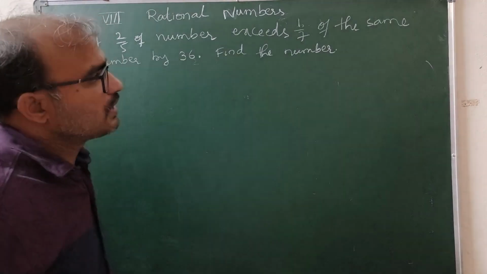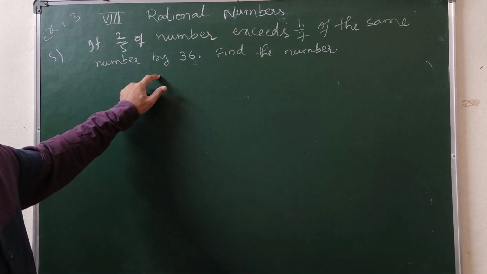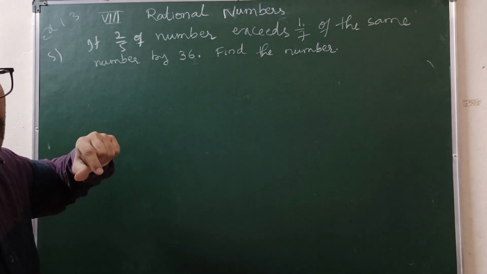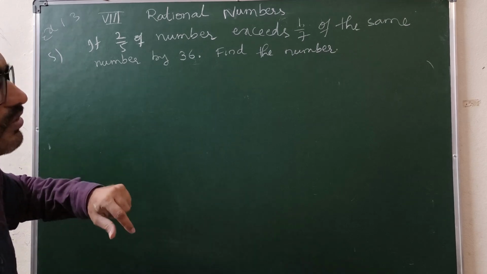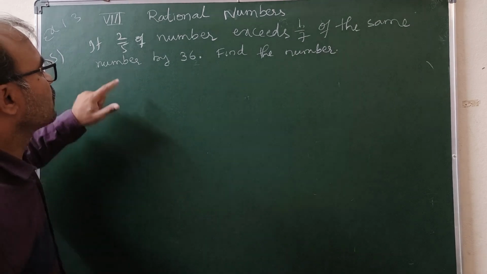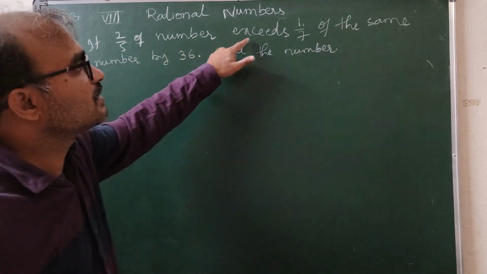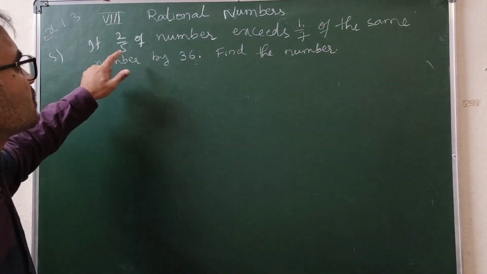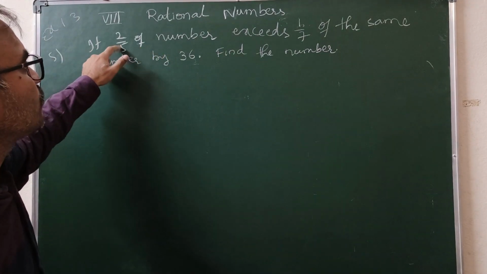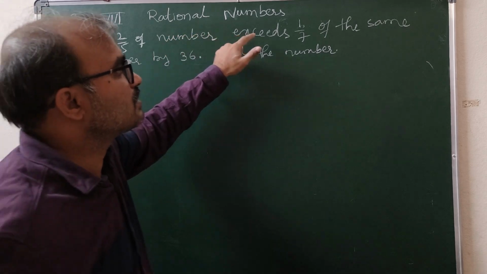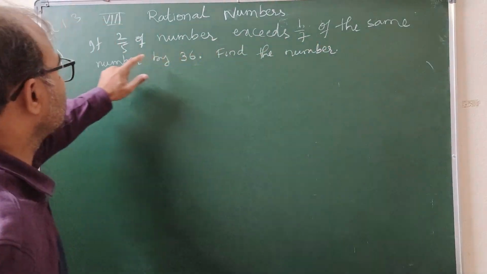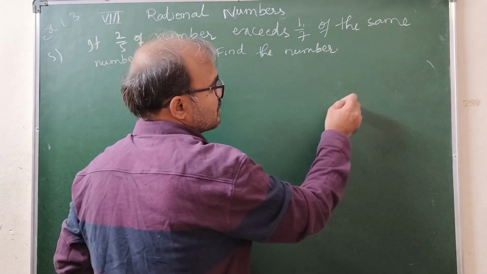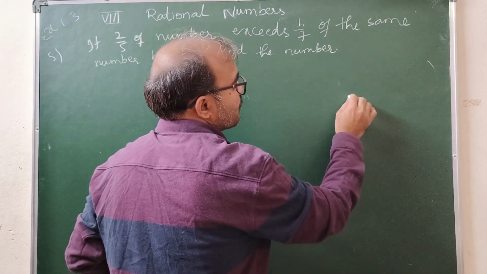Sometimes the capability of your solving problems will also depend upon how well you are able to understand an English statement, right? Here the word exceeds is there. So how do you understand the word exceeds? If 2 by 5 of a number exceeds 1/7 of the same number by 36, find the number. Let us see an example.